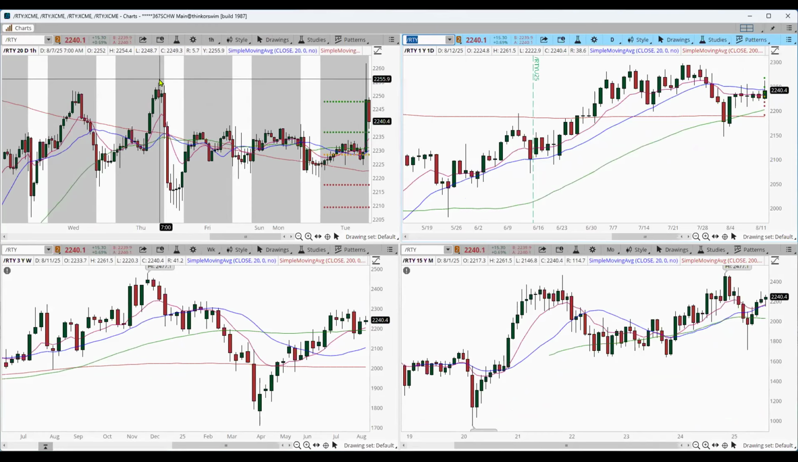If you look at the left-hand side, we have a big resistance area and a big support area, and we have been yo-yoing between this resistance and this support. Weekly looks like it wants to go a little bit higher.